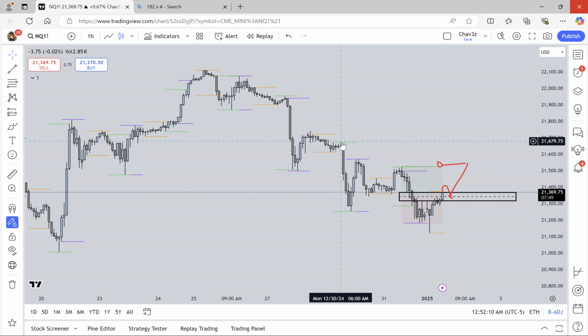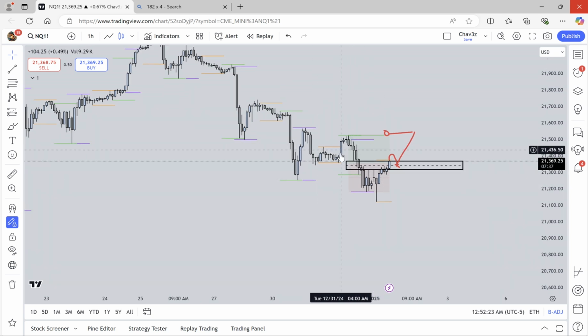London attempted to go higher, couldn't break the equilibrium of Asia, right? Asia could not break the equilibrium of previous day, and we dropped. And then we had yesterday, right, where we attempted to take the previous day's equilibrium again, and we couldn't, and we dropped. So now where are we at?